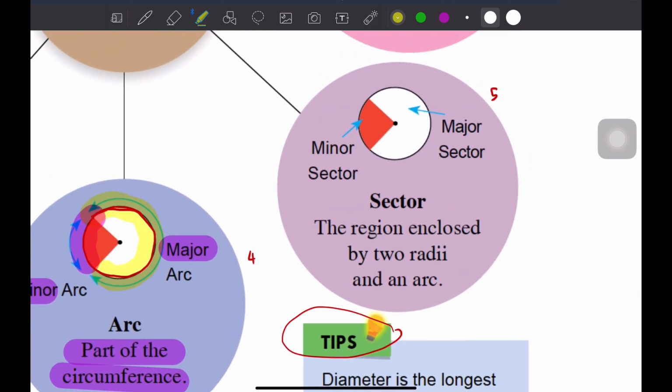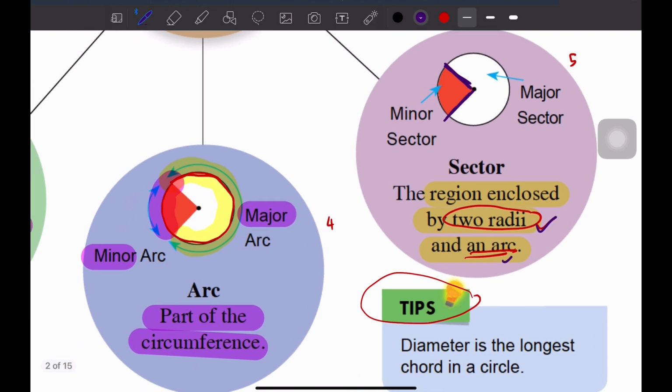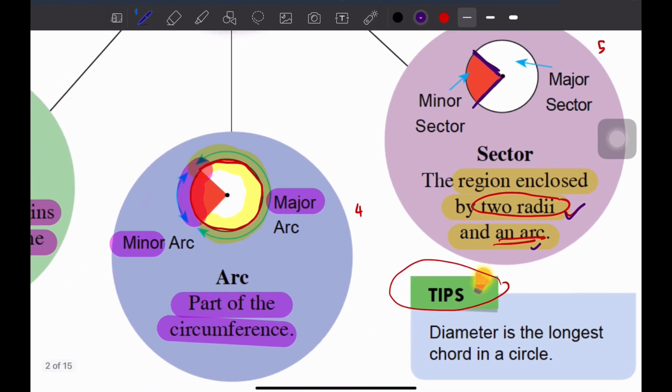Look at sector. So what is sector? Sector is the region enclosed by two radii and an arc. So it mentioned two things over here, two radii and an arc. Two radii means two radius. So we have the first radius over here, second radius. So two radii and an arc. Before this we learned there are two arcs, minor and major.